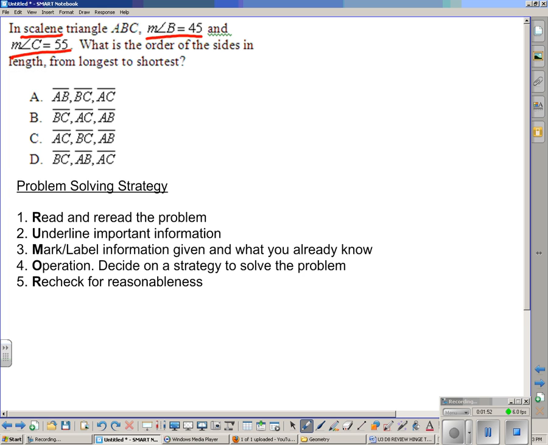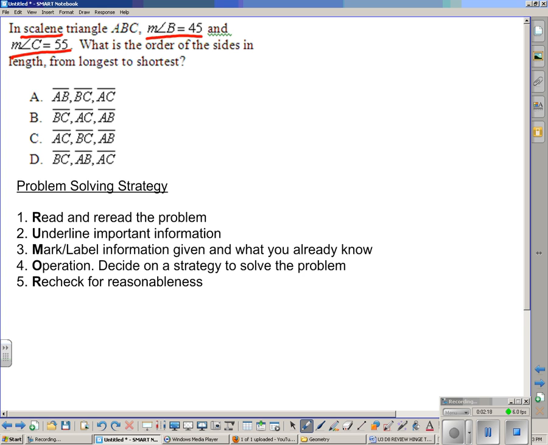The last part of this prompt is the question sentence. Always underline exactly what is being asked of you in the question sentence. So what is the order of the sides in length from largest to shortest? I'm going to underline the word order, sides, longest to shortest. I'm going to underline order because it's letting me know what am I doing.